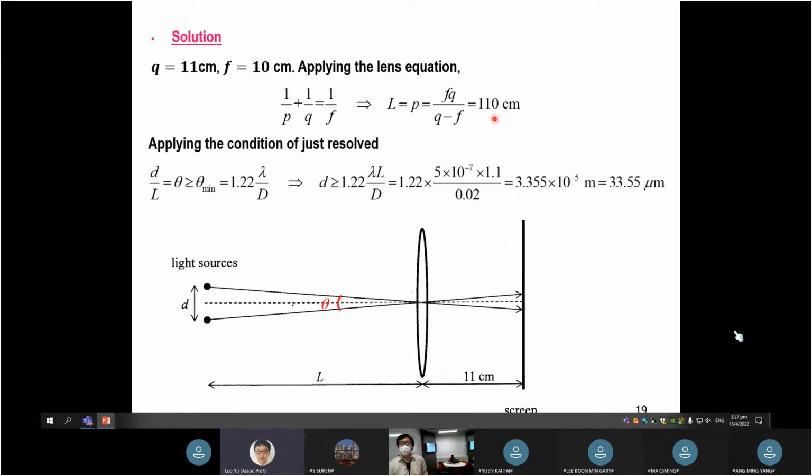For the second part, I look at the just-resolved condition. Theta should equal 1.22 times lambda divided by d. And this theta, according to this graph, is also the distance between the two light sources divided by L. L is what we have already calculated. So the distance should equal 1.22 times lambda times L divided by D. You substitute lambda, L, and the diameter of the lens into this equation, and you get that the distance is 33.55 micrometers.